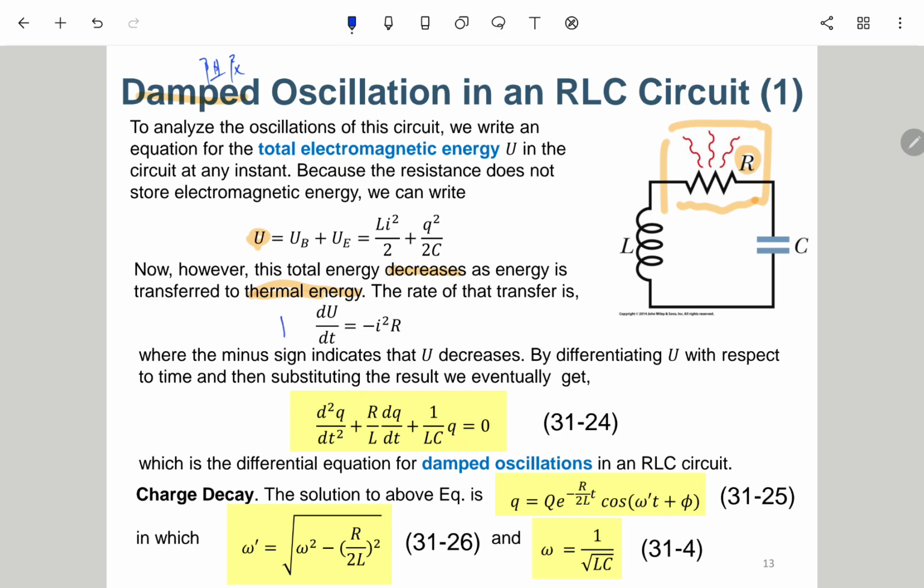This is actually the power. Taking the derivative of the energy with respect to time gives the power. So the power will be negative I squared R. Originally I squared R, but to demonstrate it is a decrease in total energy, we have a negative sign here. So dU/dt, which is P, would be negative I squared R.